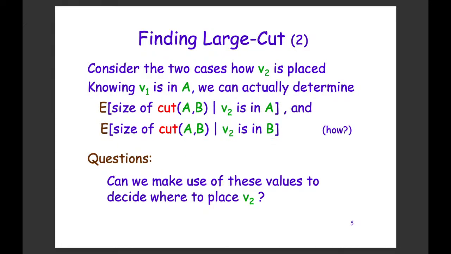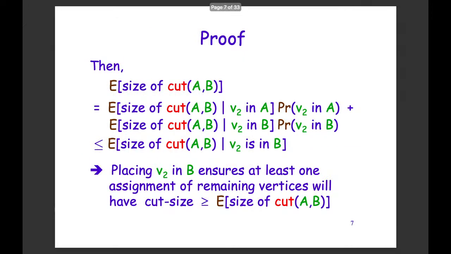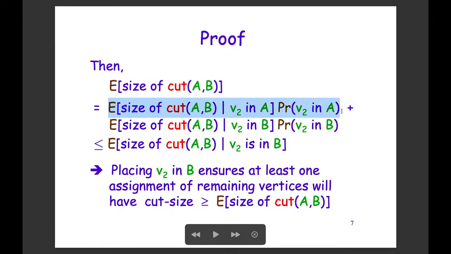But what do we know about these expected values? By the expectation formula, we know that the original expected size of the cut can be expressed as the expected size of the cut given V2 in A multiplied by the probability V2 is in A, plus the other term. These two terms add up to this one. So the larger of these two values, whichever one is larger, must be larger than or equal to this one, right?